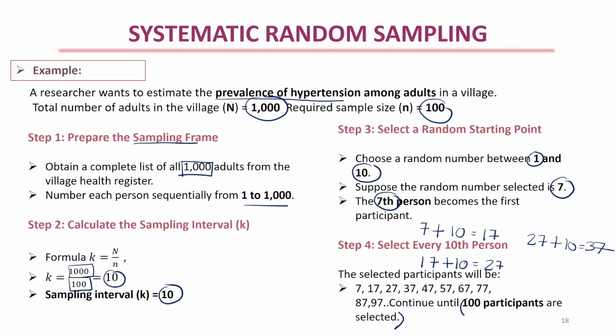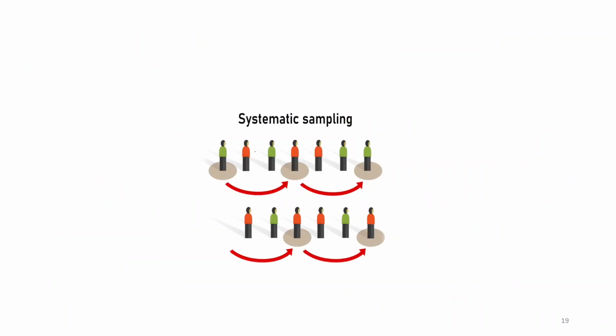Notice something important here. Only the first participant is selected randomly. After that, every selection follows a fixed interval. That's why this method is called systematic random sampling. In this figure, we can see that every third individual is being selected.